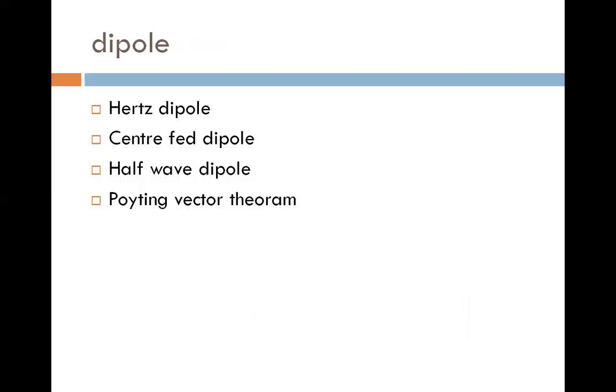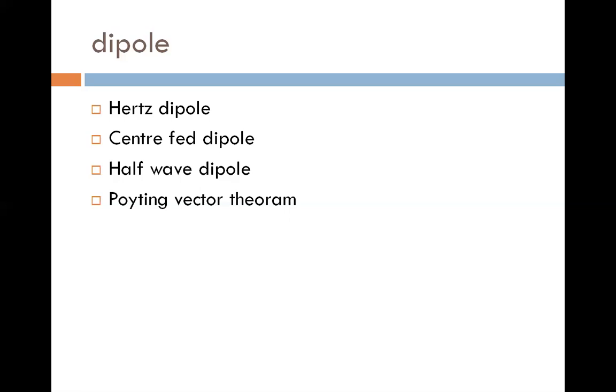And next dipole is a Hertz dipole, center field dipole, half wave dipole, and finally Poynting vector theorem. Now scientist Hertz designed the antenna that is called dipole. So why design the antenna? For reference antenna. This is the reference antenna. So what is a reference antenna? Means when we design any antenna, we require the reference antenna.